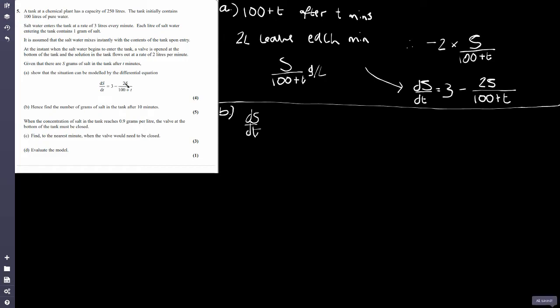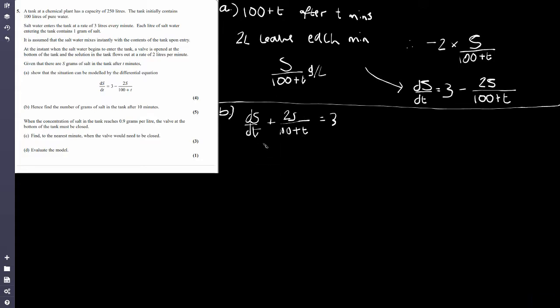Now this is minus 2s over 100 plus t, so it'll become positive now. It's going to be plus 2s over 100 plus t, and this is going to be equal to 3, right? Now this is in a form that we can work with. We can manipulate this and we can work out our integrating factor.